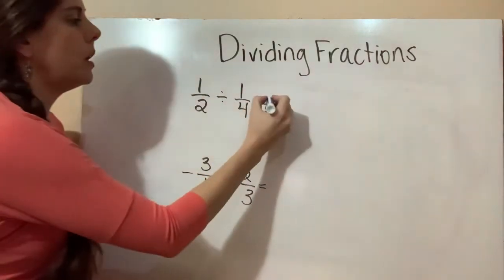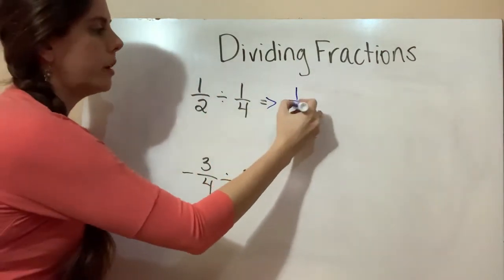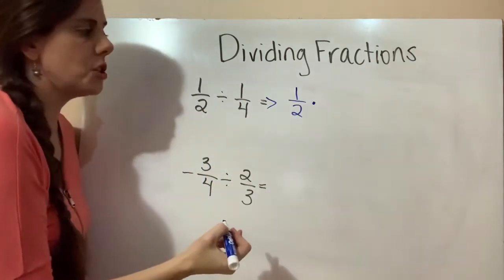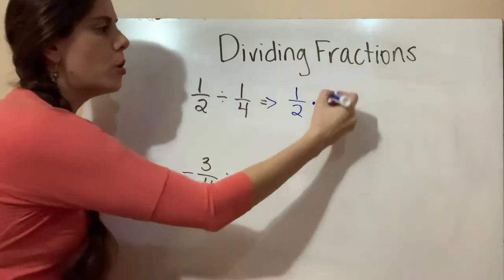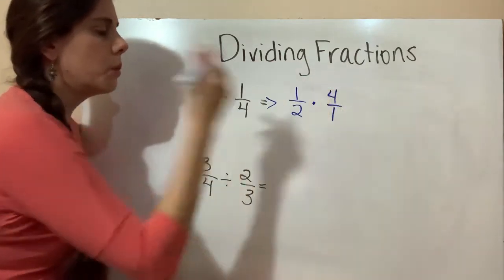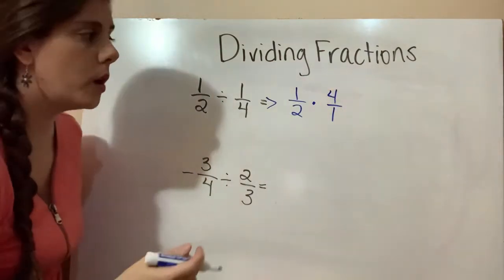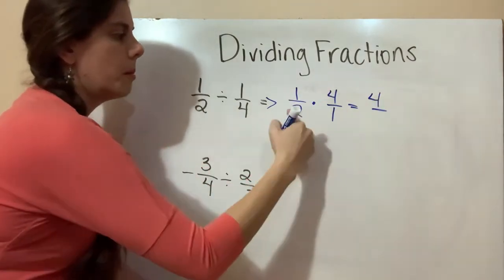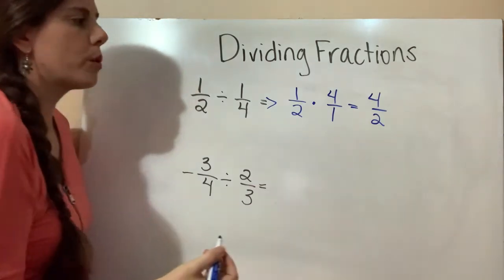So this can be rewritten as 1 over 2. We're keeping this, we're changing that division sign to multiplication, and then this 1 over 4, we're flipping it, and we're going to turn it into 4 over 1. And then we just multiply across the top, and then multiply across the bottom, 4 over 2.